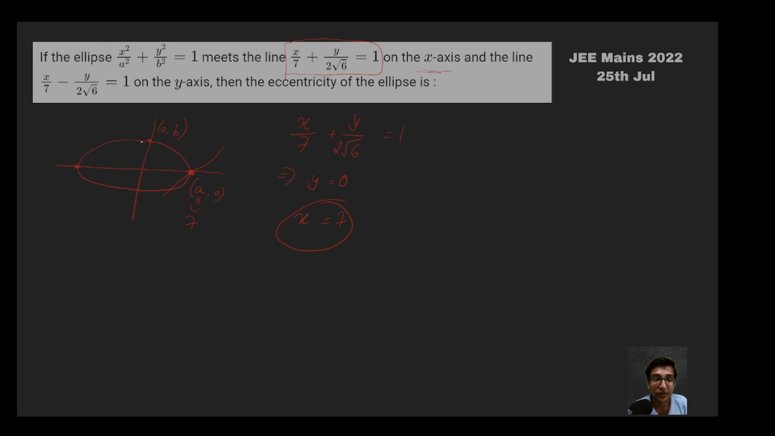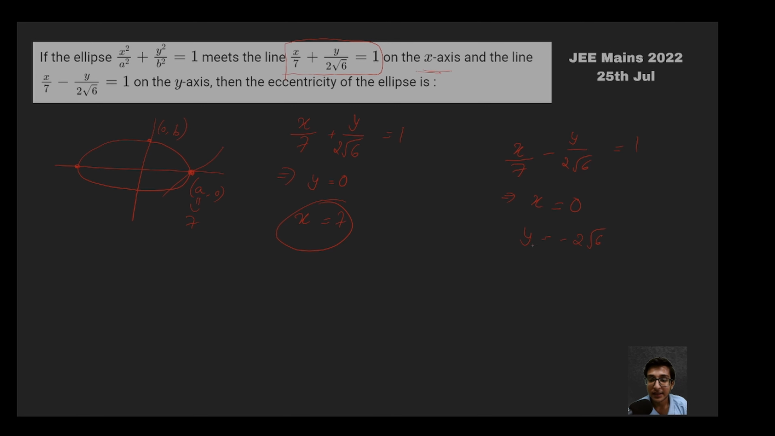Now let us try to find out the value of b. It has also mentioned that the line x by 7 minus y by 2 root 6 is equal to 1 intersects the ellipse on the y-axis. That means if it is on the y-axis, we can put x is equal to 0. So what would we get? We would get y is equal to minus 2 root 6.